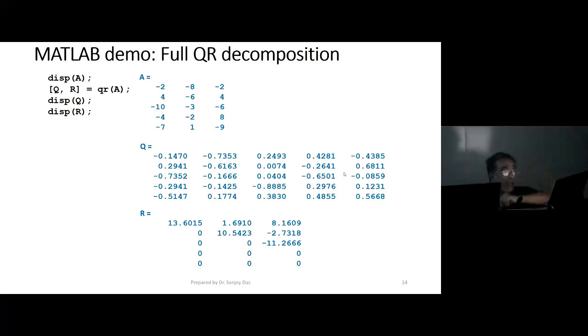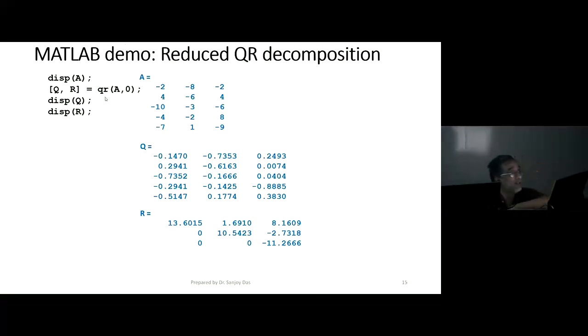You can easily check that this is a unitary matrix. I didn't show it, but Q transpose Q, if you do, it will give you the identity matrix. And this is R, an upper triangular matrix followed by several rows of zeros. Okay, this is actually R0 in the notation. It's a little confusing, I understand.